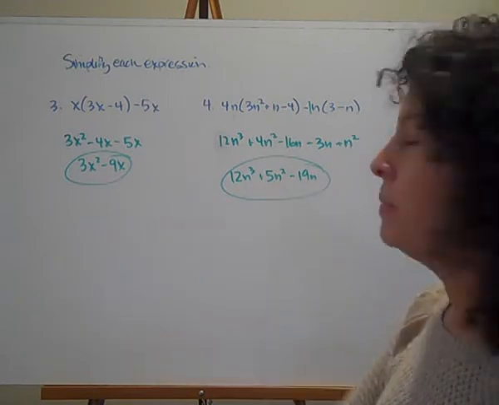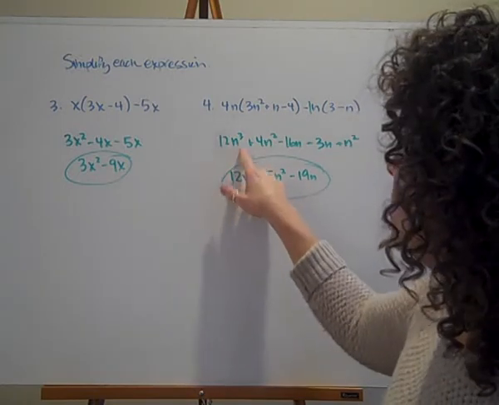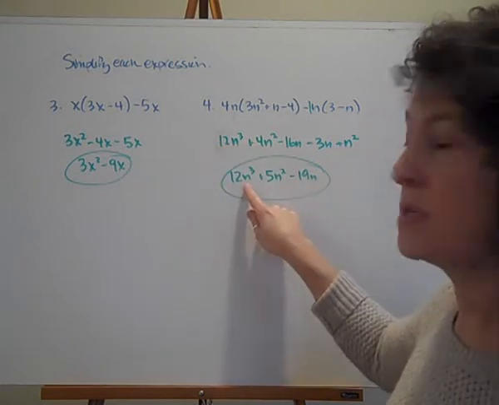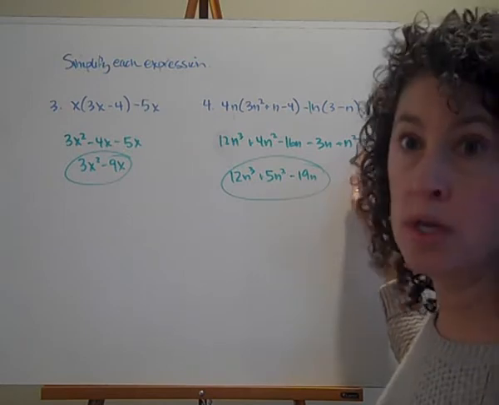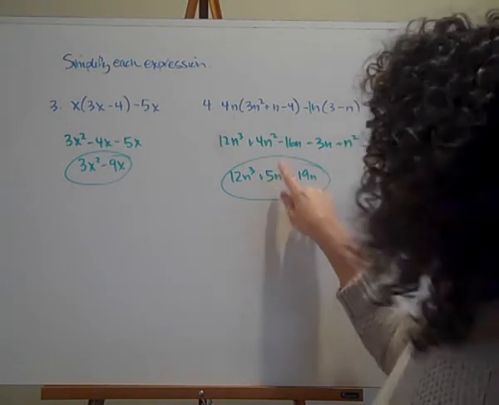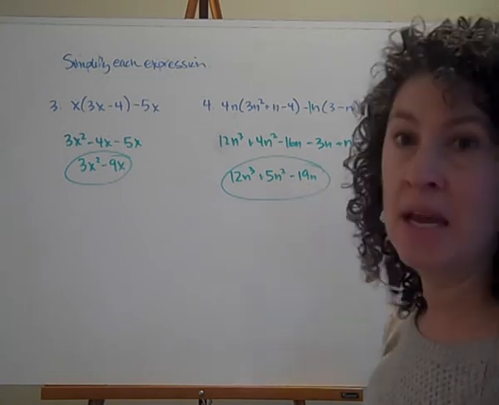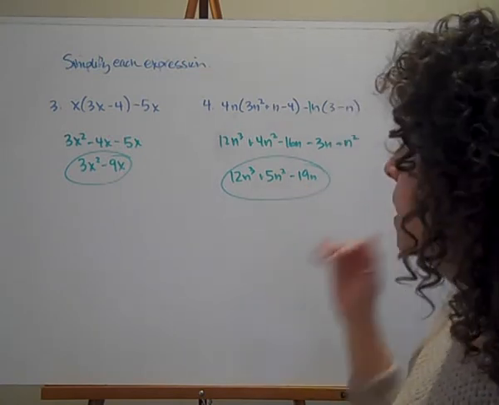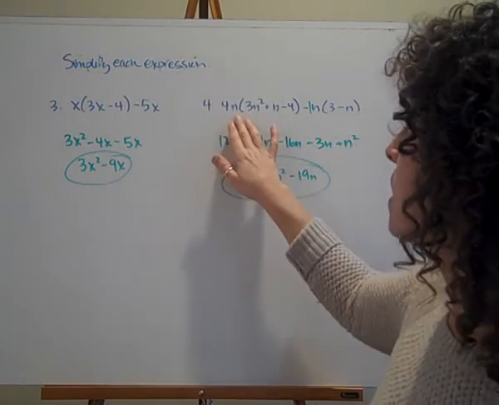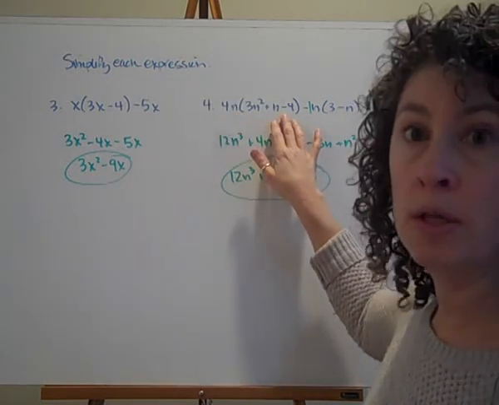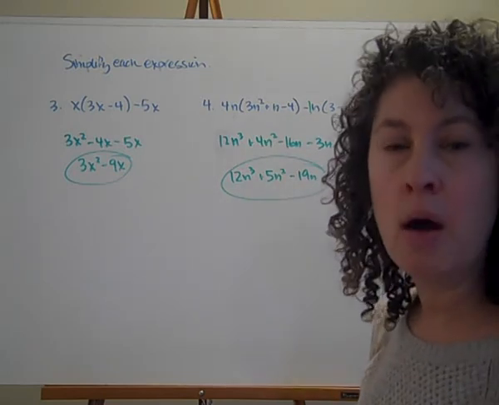We want to take a look and make sure there are not any terms that I can combine, but there are. So I have 12n cubed. There's no other n cubed, so that stays by itself. I have 4n squared. Here's an n squared down here. That's 1n squared, so that gives me 5n squared. And then I have a negative 16n and a negative 3n, so altogether that gives me negative 19n. So we're multiplying a monomial by a polynomial. We are going to distribute that monomial over each term in the polynomial. Make sure when you're working with expressions that you finish by combining all like terms.